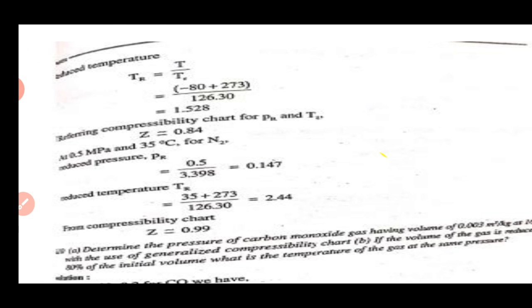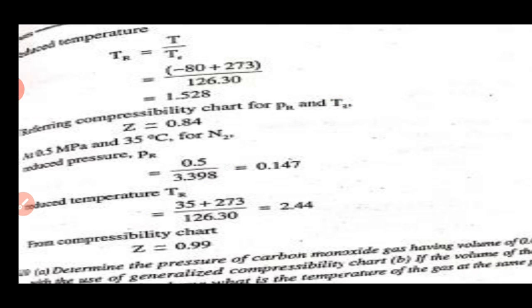So you can see here, referring to the compressibility chart for PR and TR, PR is 2.5, TR is 1.5. You get Z is equal to 0.84.